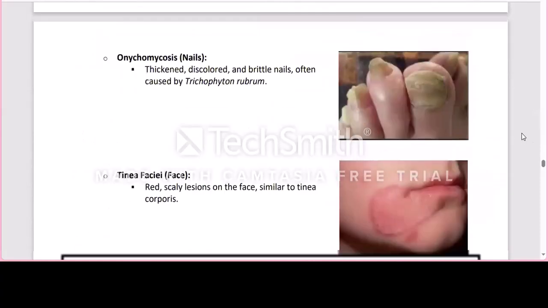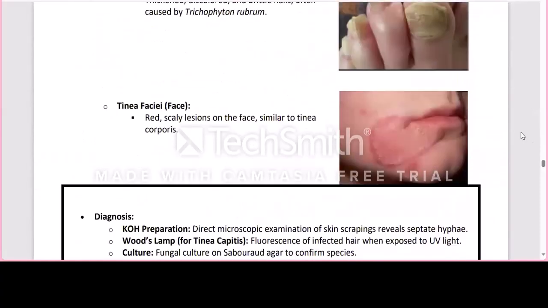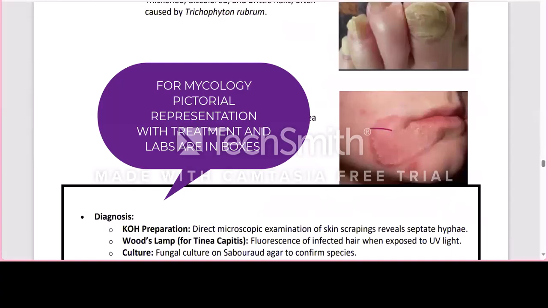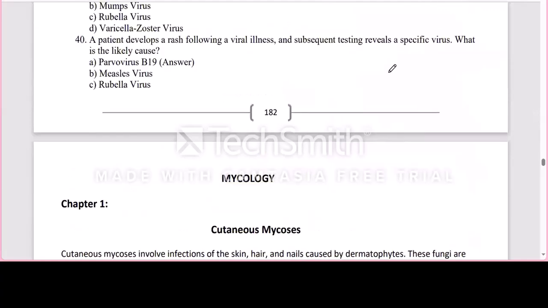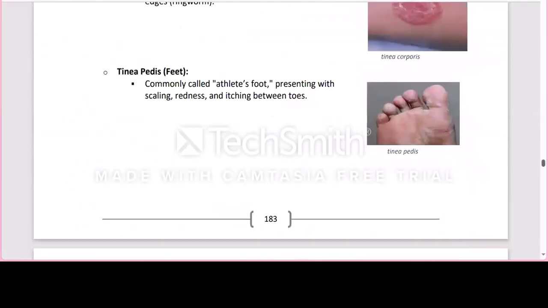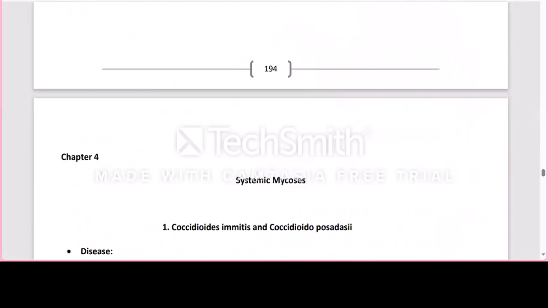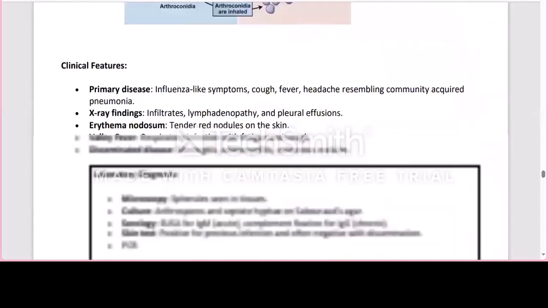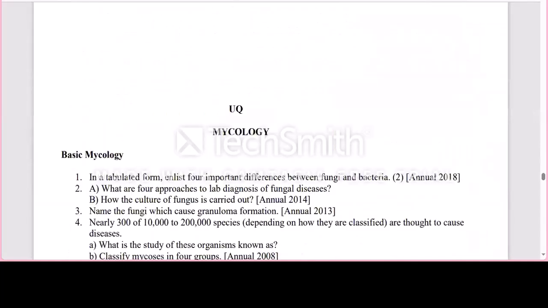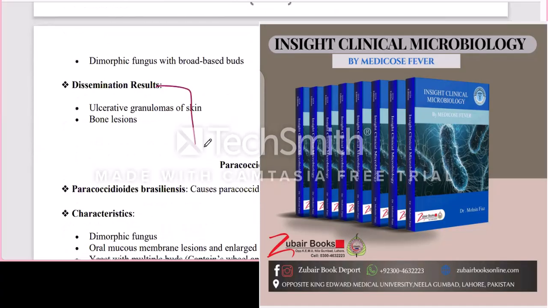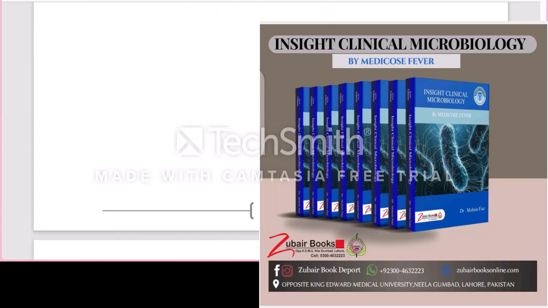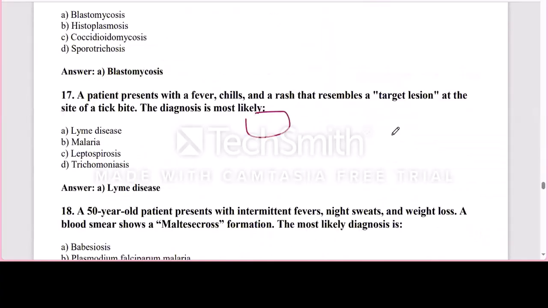And for mycology, you can see, guys, a beautiful presentation. There are mycology UQs, and these are pearls for mycology MCQs.